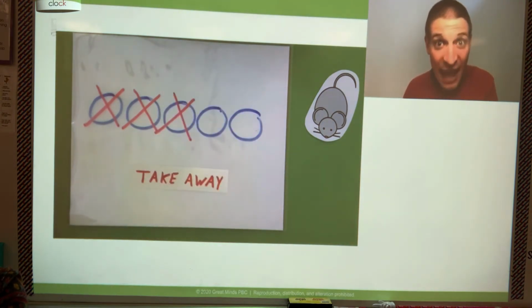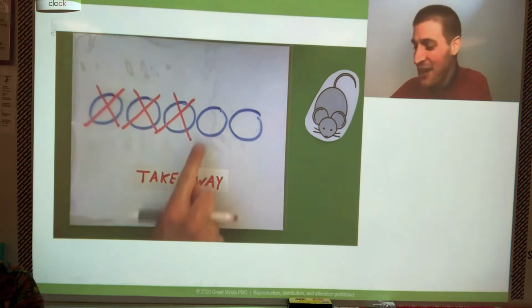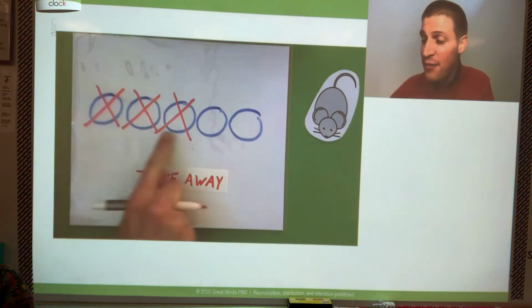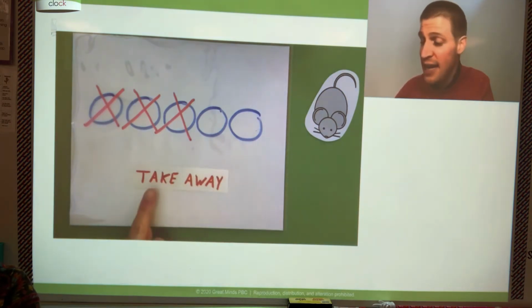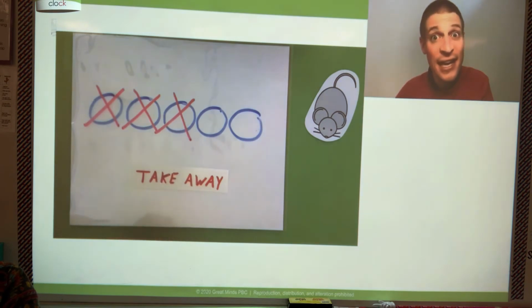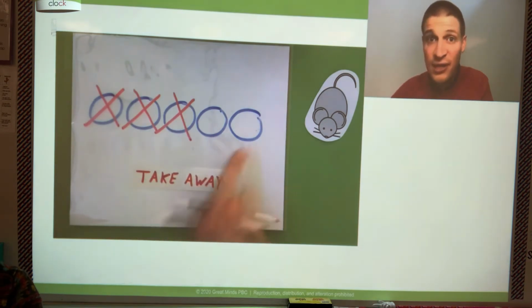How many are left? Show with your fingers how many are left. Do it quick. Yes, 2 pieces of cheese. Good job, DJ. Let's say our number sentence together. Ready? Okay. 5 pieces of cheese. Take away 3 pieces of cheese is 2 pieces of cheese.